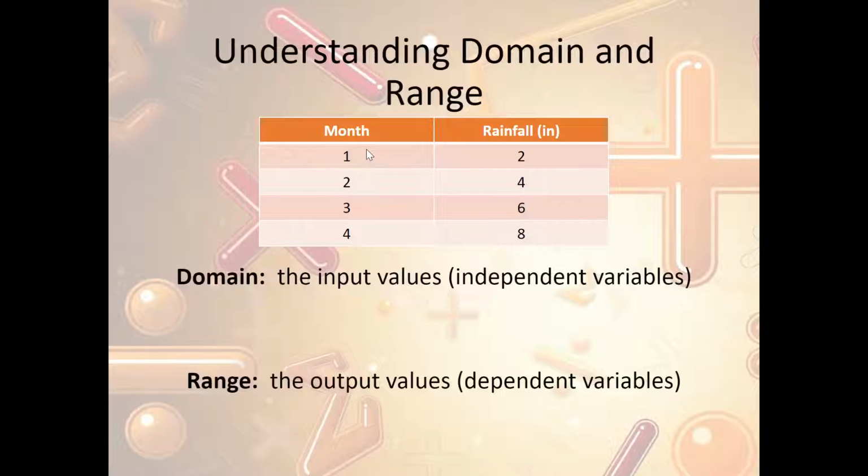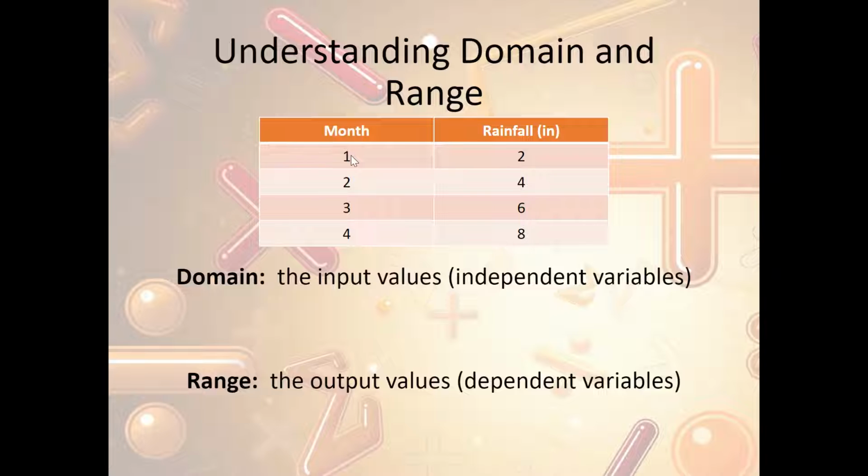So in looking at this, we're given a table here, and we're supposed to pick out the range and the domain of each of these. So first we'll do the domain, the input values. Well, our input values in this case is the month, so we're just going to list the values that apply.